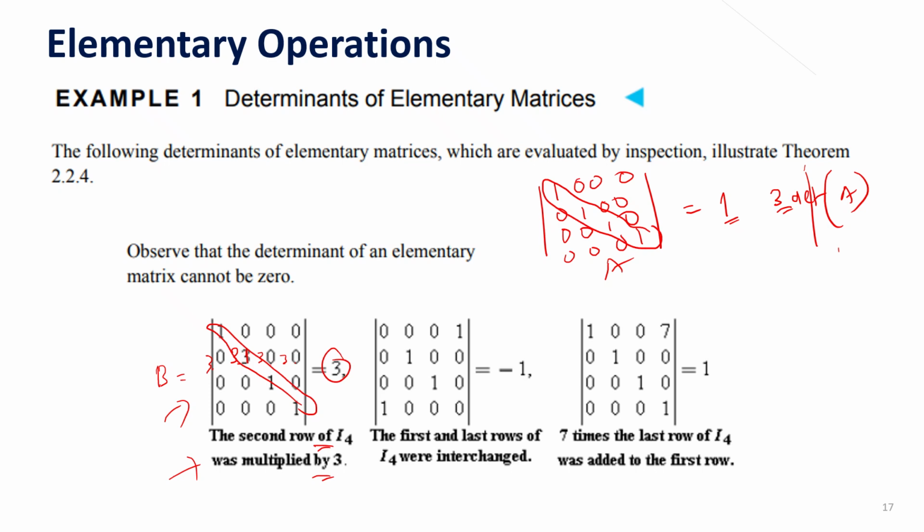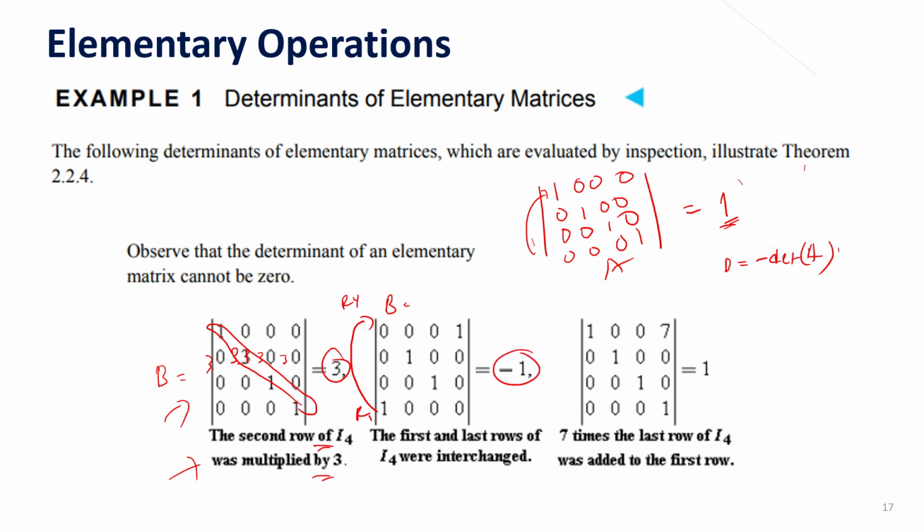Okay, the next example is about the second theorem that we learned earlier. In this one, you see that they exchange row 4 with the original row 1. Since this matrix, let's say B, is obtained by changing it once, it is minus the determinant of A. So the determinant will be 1, minus 1.